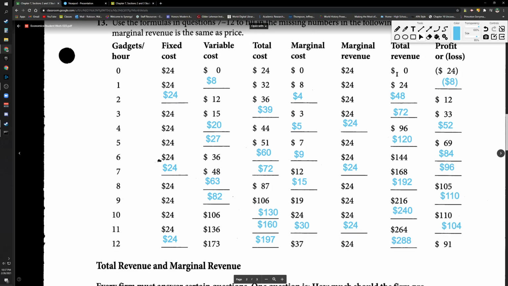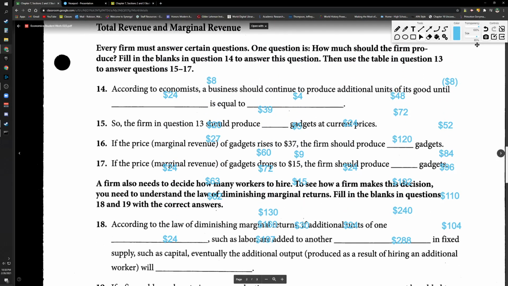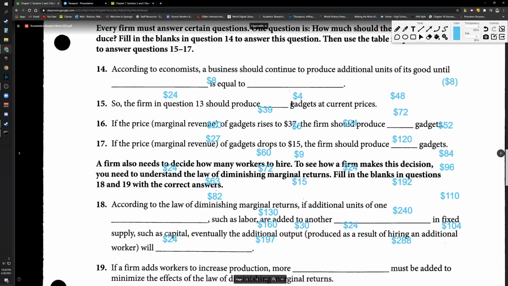So like 0 minus 24 is negative 24. 24 minus 32 is 8, negative 8 rather. 48 minus 36 is 12. So this right here, I'm hoping that I don't see any problems with this. Okay, I haven't so far, but when we get to this part right here, I apologize for leaving the numbers up, but I'm going to need to.